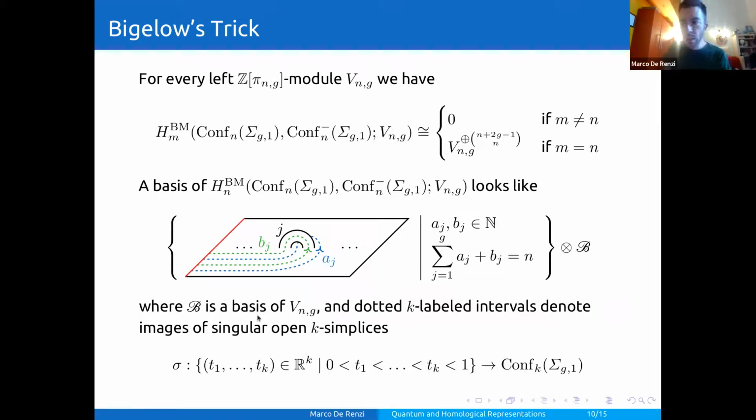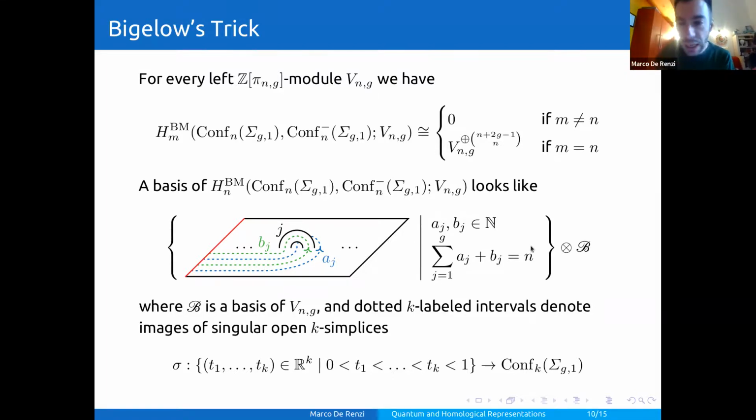And so much like when you have an interval, you can understand this as an interval in a surface. You can understand this as the image of a one simplex. Then a dotted interval in this surface is supposed to represent a k simplex in the configuration space, right? So you should map all these points in this simplex to the configuration space using this embedding of this interval.